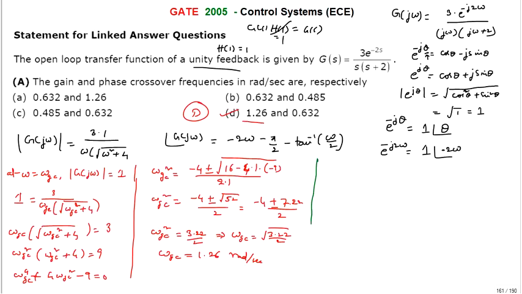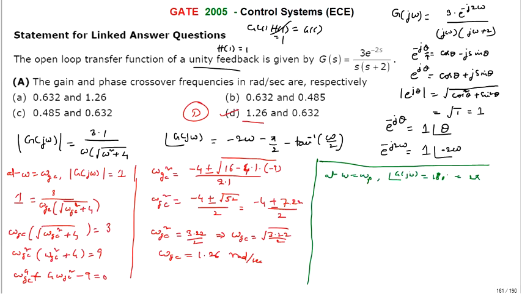Phase crossover frequency equation is this one. At omega is equal to omega pc, or omega p, phase crossover frequency, the phase angle of G of j omega is equal to 180 degrees. So use this equation. 180 degrees you can simply make as pi. Everything must be in radians because it is asked in radians per second.